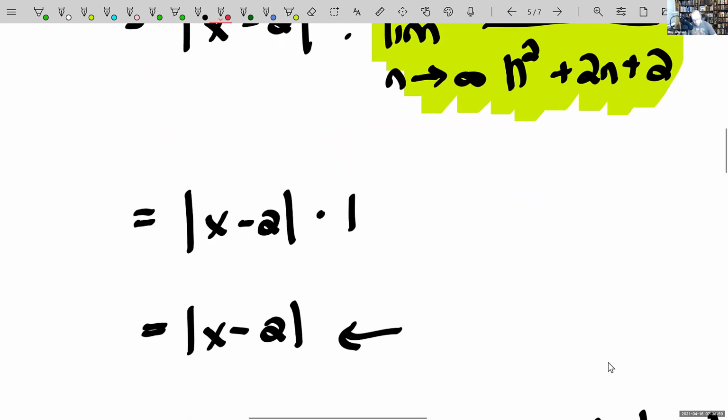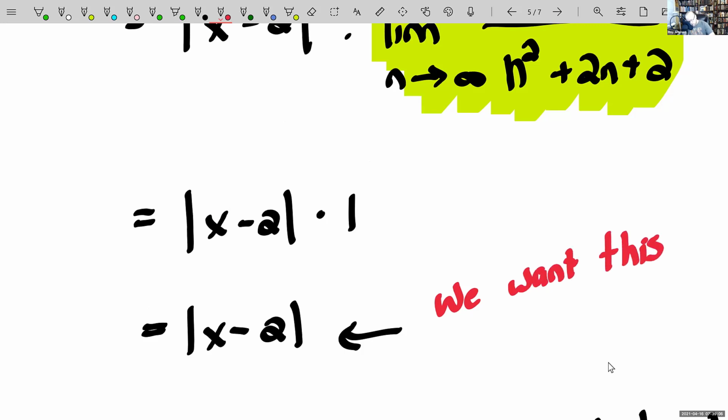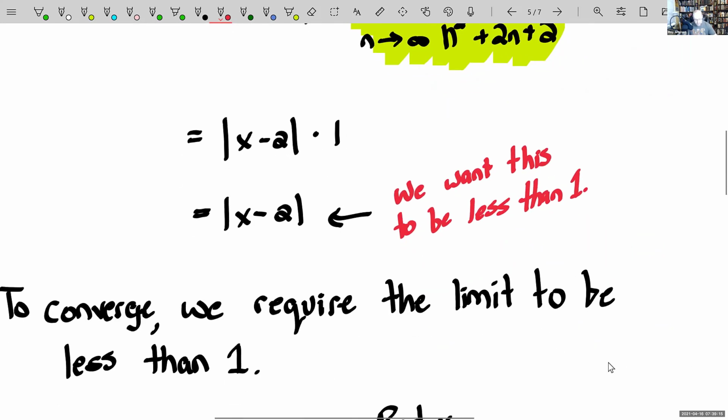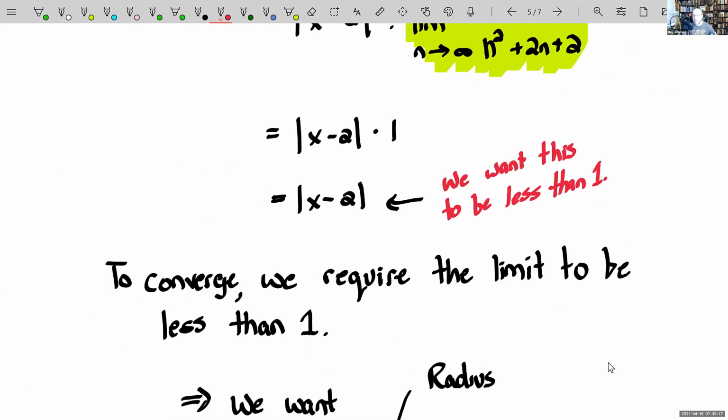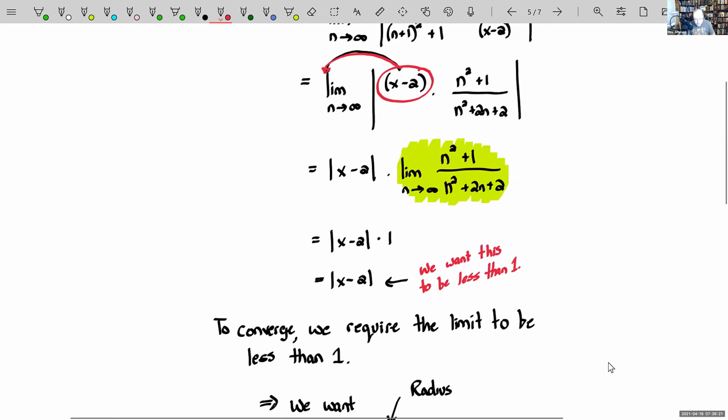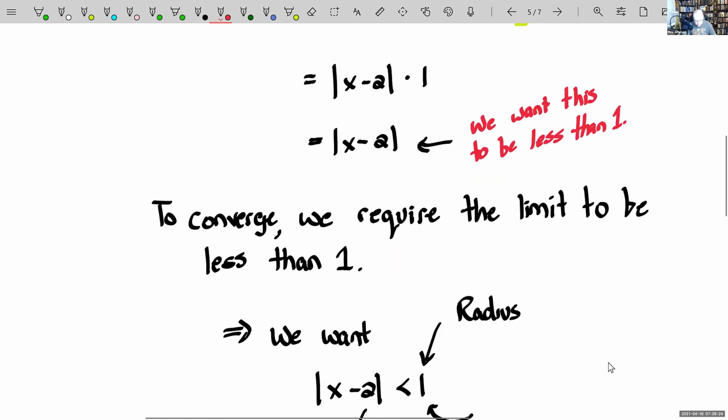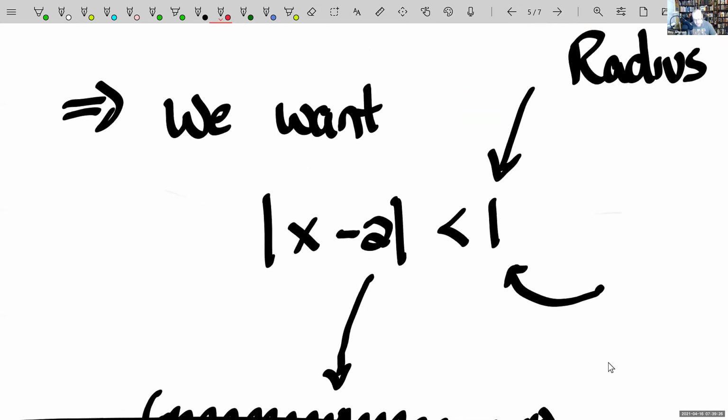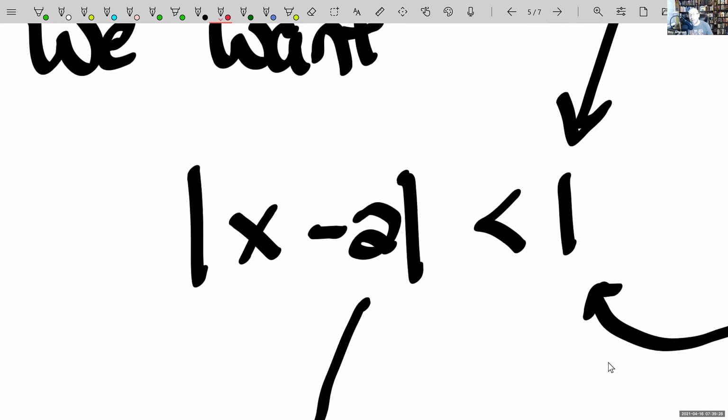Now remember, we want this to be less than 1. Okay, great. So that will be kind of our condition. We're trying to find for what x values that power series will converge. It'll converge if the absolute value of x minus 2, which is what that limit became, is less than 1.